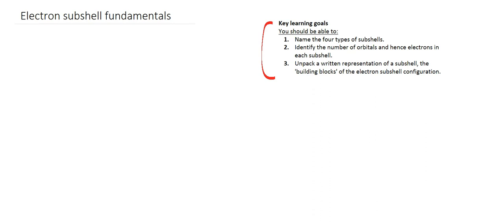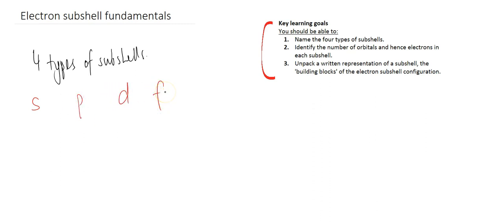You need to be able to name the 4 types of subshells. So we're going to start with that. Now the 4 types of subshells, there are only 4 types, are the S subshells, the P subshells, the D, and the F. Those are the 4 types of subshells, okay?